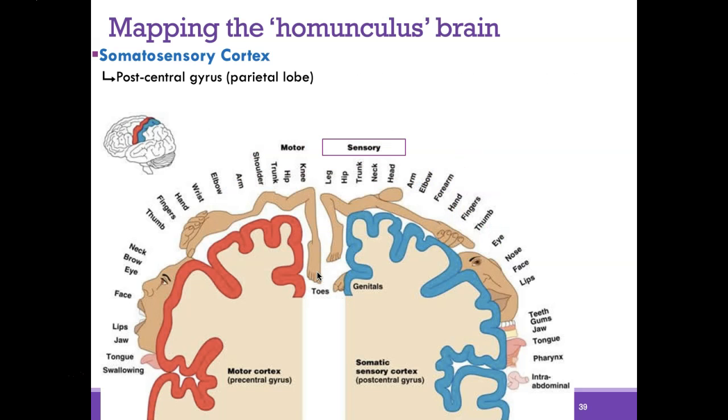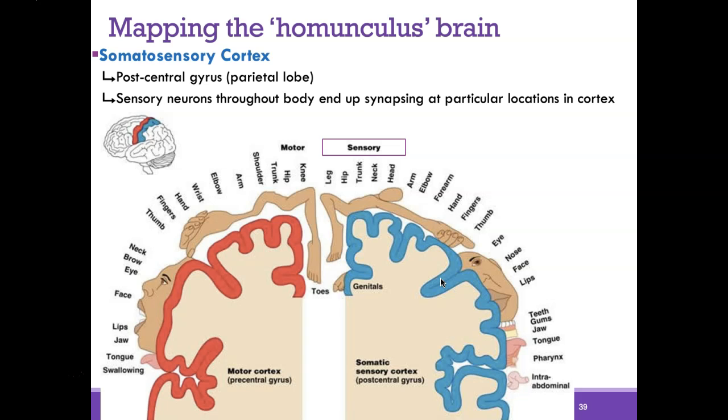Okay, so now I've told you about the post-central gyrus, the most rostral part of the parietal lobe. That's what's shown in blue here. And we said the parietal lobe has a role in perception and processing of sensory information. So I want to explain what that means now.